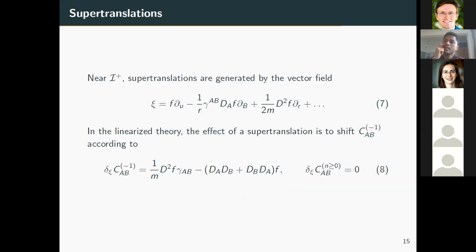Now the supertranslations are generated by this vector field. Here f is an arbitrary function on the sphere, and this is an asymptotic expansion. The effect of this expansion on C_AB^(-1) is that it changes it inhomogeneously, and it does not change the other components of C_AB at the linearized level.